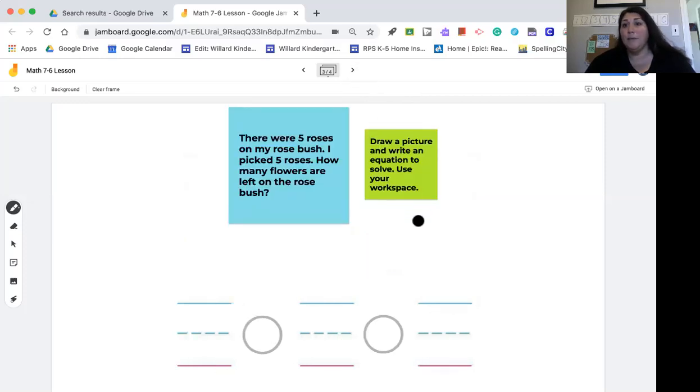Here's another problem for us to try. So I'm going to read the problem, then I'm going to say pause the video and try, and then I'm going to show you my work. So there are 5 roses on my rose bush. I picked 5 roses. How many flowers are left on the rose bush? Draw a picture and write an equation to solve. Use your workspace. So pause the video now, try this, and then start it up again to see my work.